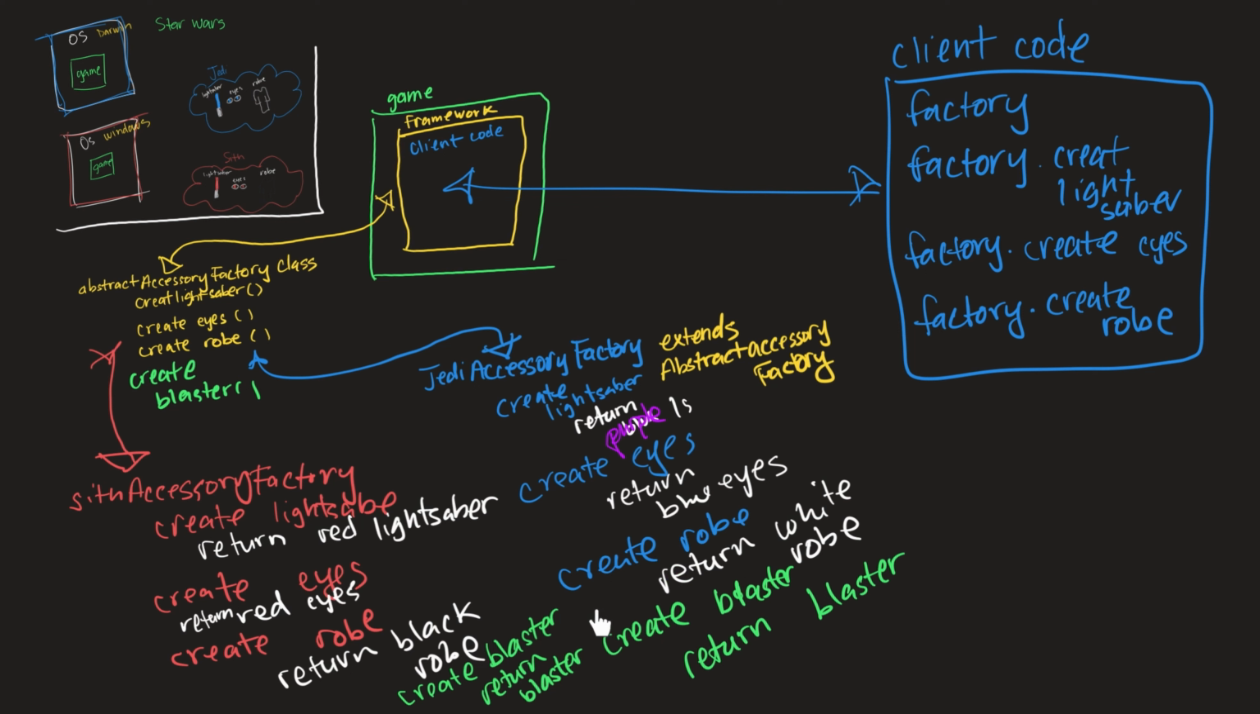If we add additional objects to be returned, we could extend our client code to use, for example, this create blaster, but adding it isn't going to break our client code because they're loosely coupled. So that's the benefit of the abstract factory pattern.